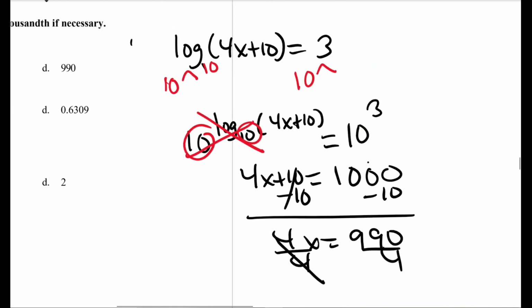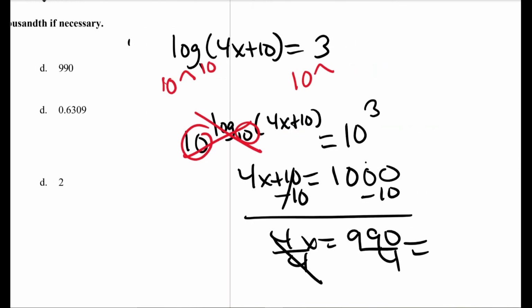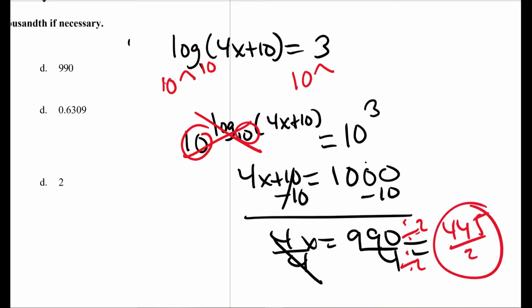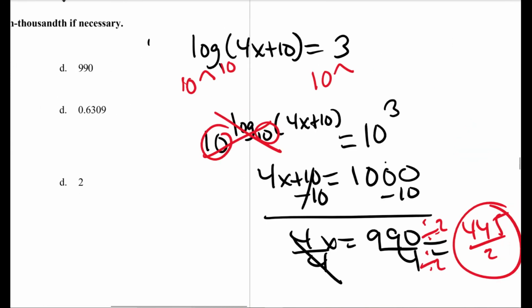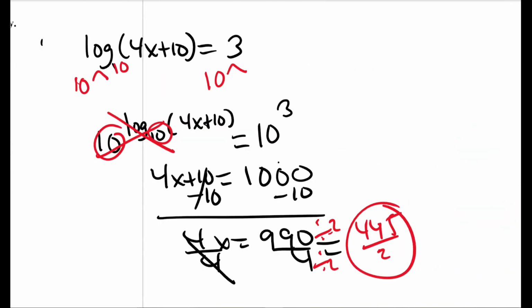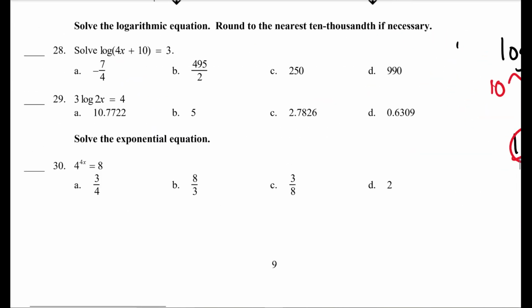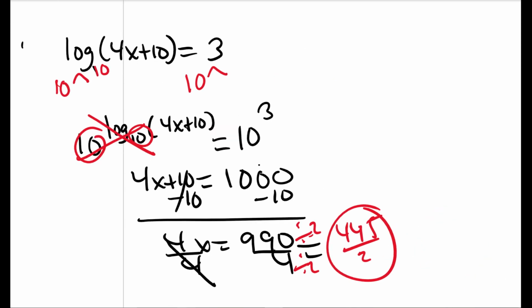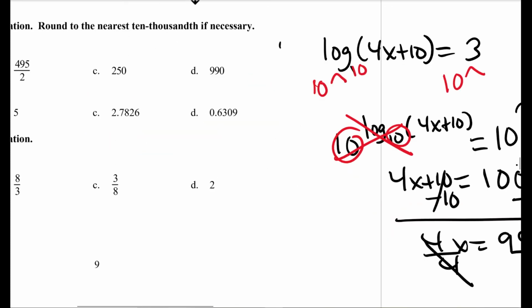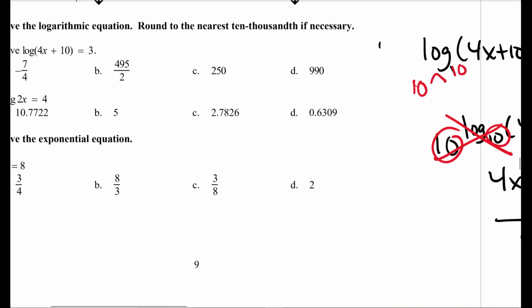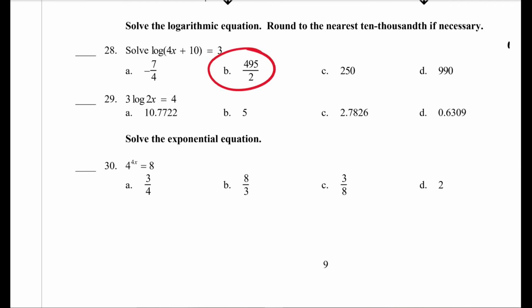And 990 divided by 4, you can actually reduce that. We can divide the top and bottom by 2, and that will be 445 divided by 2. Or 495, I apologize. Wait a second. Let me double check that. Yeah, this is actually going to be 990. Yeah, so this should be 495 instead of 445. So my bad. That was a little math error. So this is going to be B, 495.